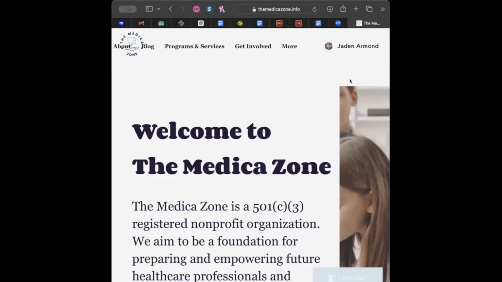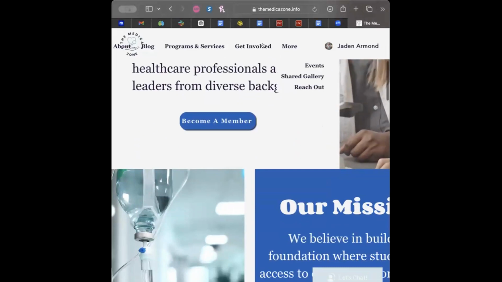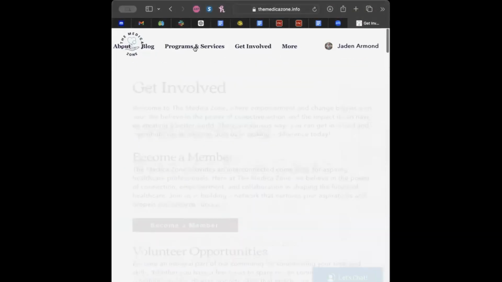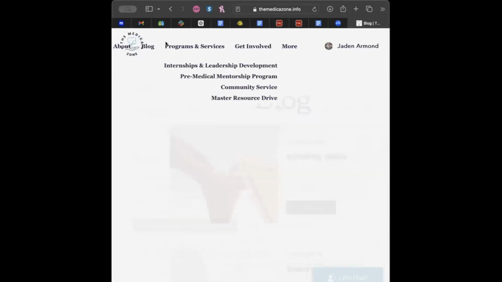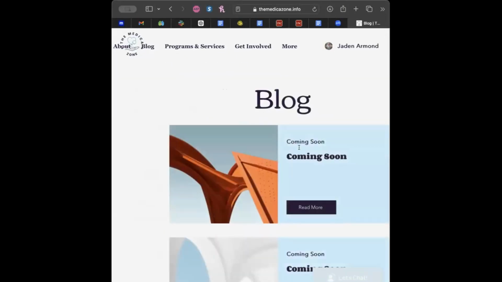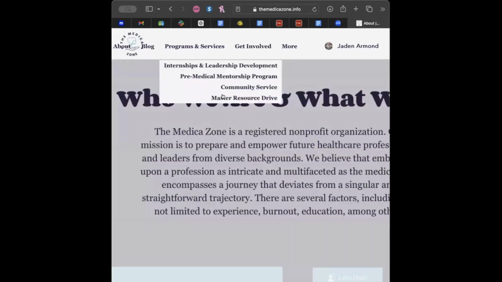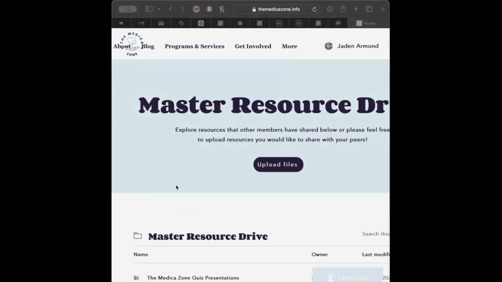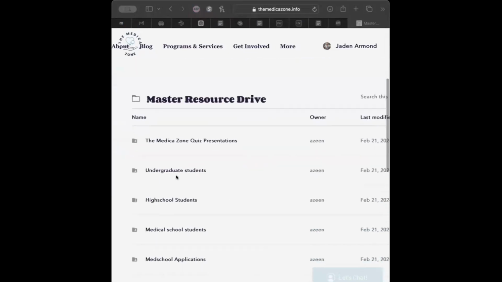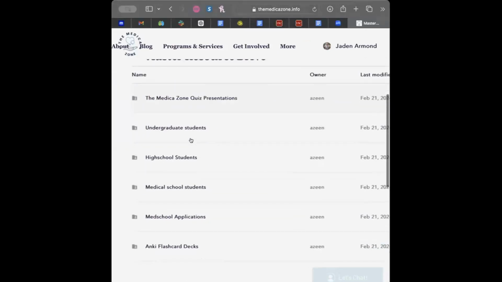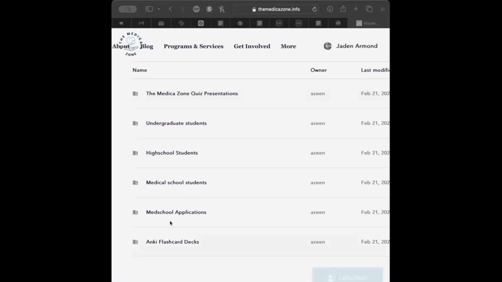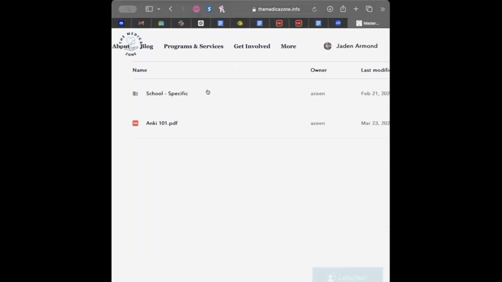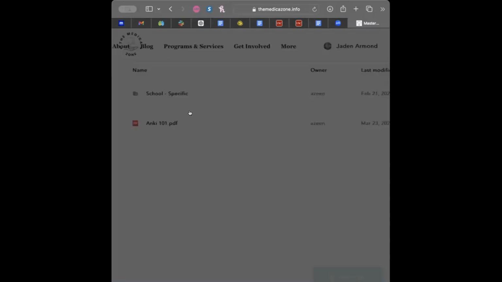Yes. Okay, so this is the TheMedicaZone site. Essentially, for anyone who makes an account on the website, they can get access to our master resource drive, which is a drive where you can upload your own notes. You can see notes from other people. You can see all of TheMedicaZone's quizzes, and it's a really good opportunity for students. It's right there on the site, embedded into the site.